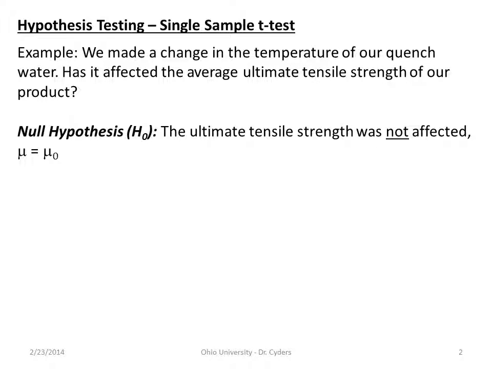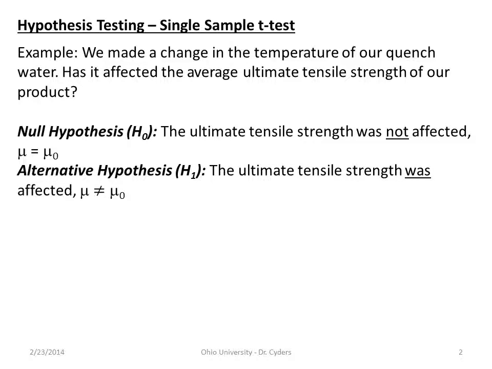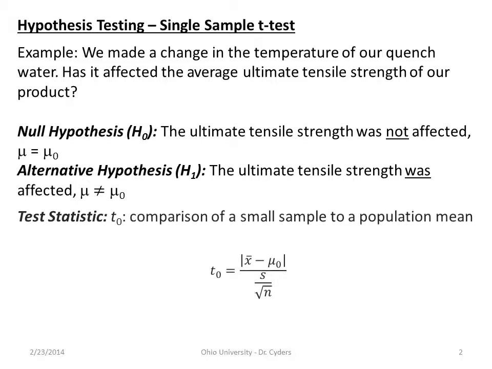So let's take a look at this. Our null hypothesis here is that the ultimate strength was not affected. In other words, the new mean is equal to the original mean. The alternative hypothesis is that the ultimate tensile strength was affected, whether greater or less, whether the new mean differs positively or negatively, that there is a difference. So what that means is we're going to use a two-tailed test.